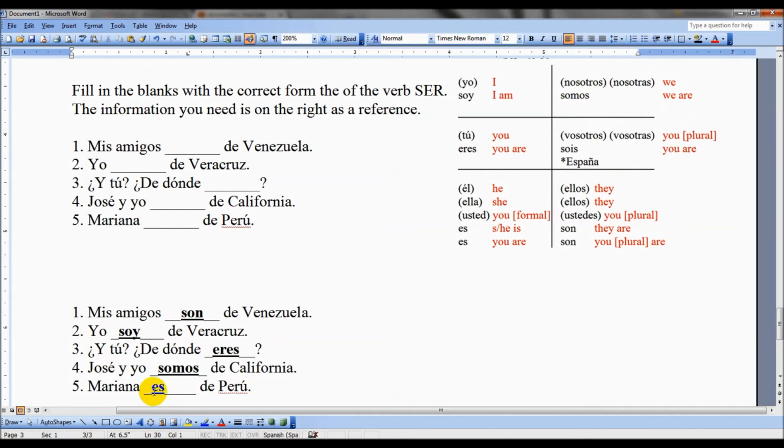And the last one, Mariana. So I'm talking about Mariana, my friend. It's not me. It's not you. It's not us. It's not them or you plural. It's just one girl. So I'm saying she is from Peru. So she's over here. So I'm going to choose es to go in that blank. That's pretty much how it works.